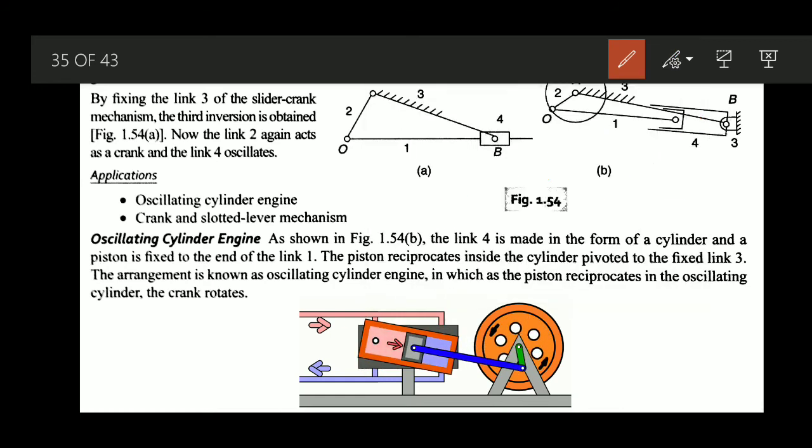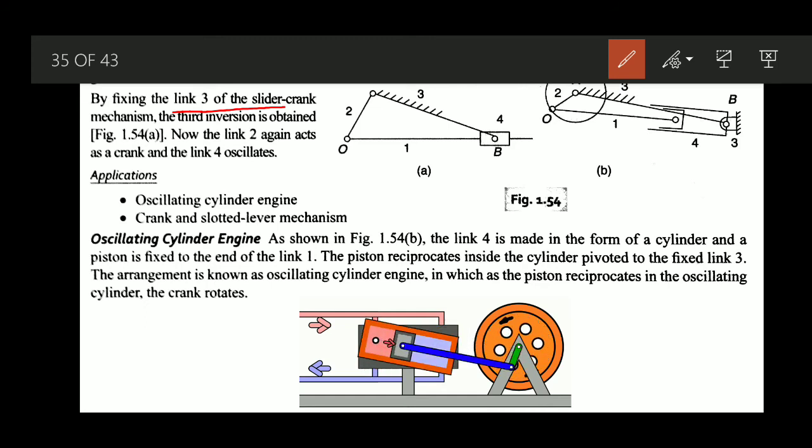As we have already discussed, modification of links is possible. The look may be different, but the behavior is what we want to see. Depending on your requirement in any mechanism, certain modifications are always allowed, and by doing modifications we have accomplished different tasks. Another thing I want to discuss is, don't just think that the first inversion is fixing the first link, the second inversion means fixing the second link, the third inversion means fixing the third link. Don't think like that.